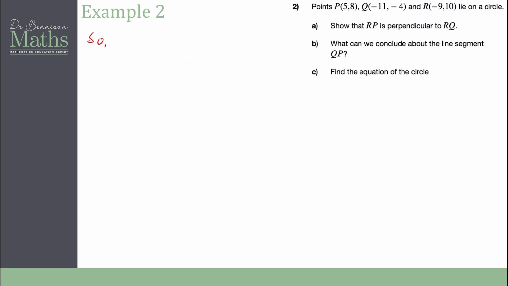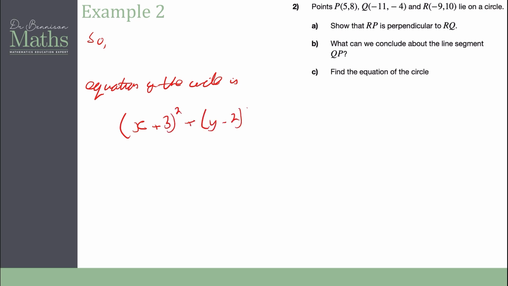So the equation of the circle is, because the centre's -3, 2, this is x plus 3 all squared plus y minus 2 squared equals 10 squared, which is 100. There you have it. That's the equation of the circle.